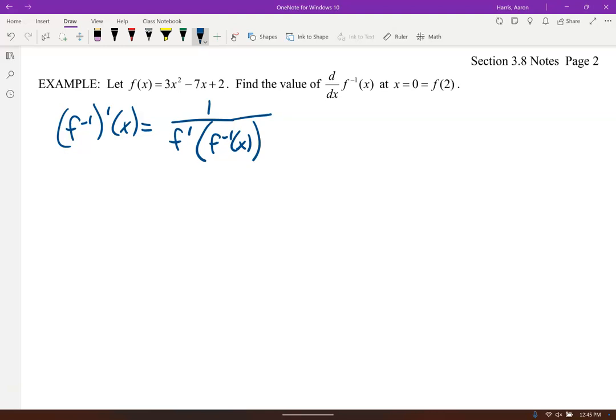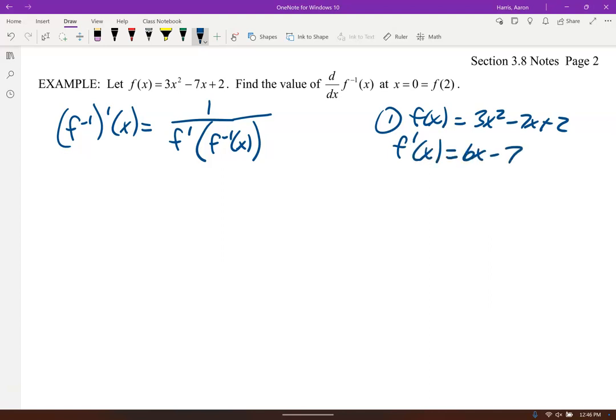Okay, and so let's go to the side for a minute, and let's just find the derivative of f of x. So here's our f of x. So f prime would be 6x minus 7, right? And so what this becomes is 1 over 6x minus 7. But what's going in right here is f inverse, right?